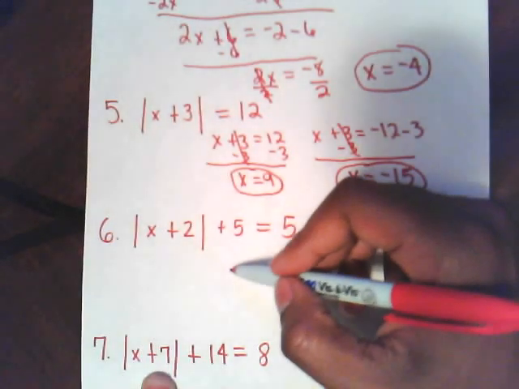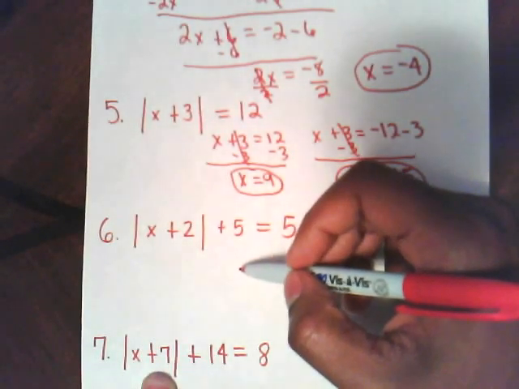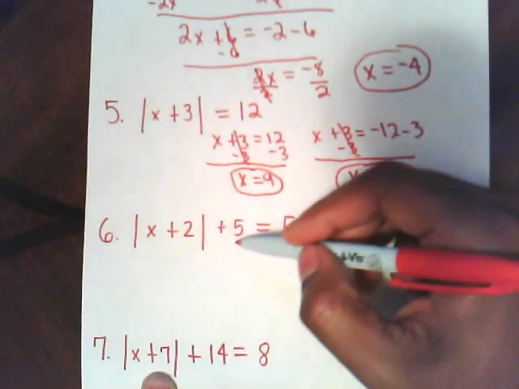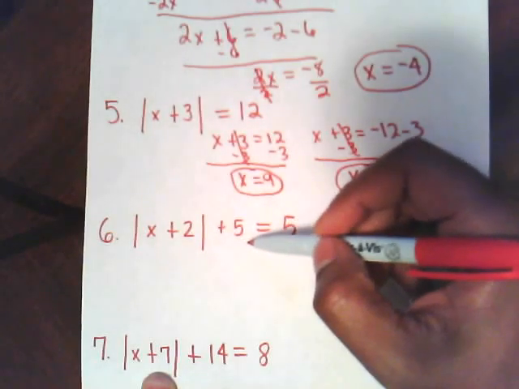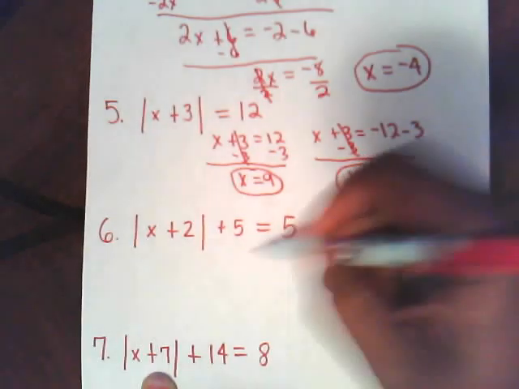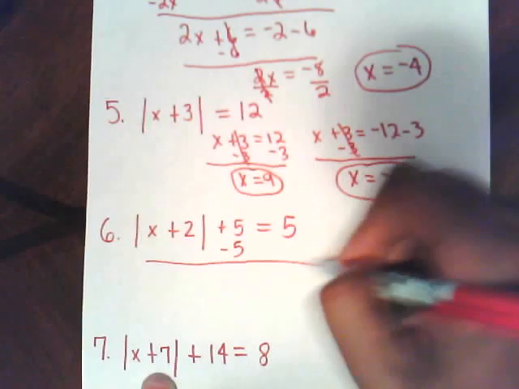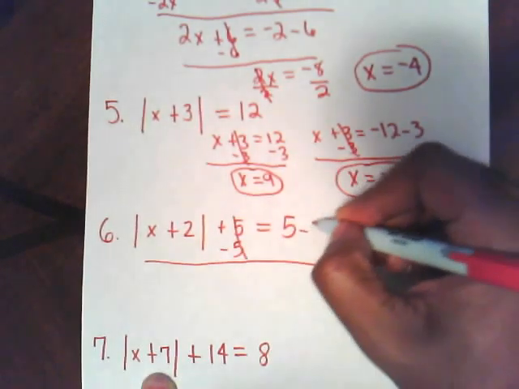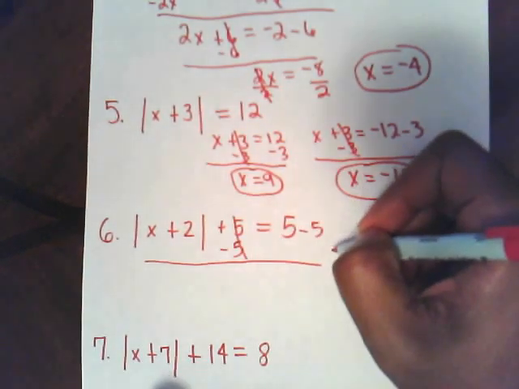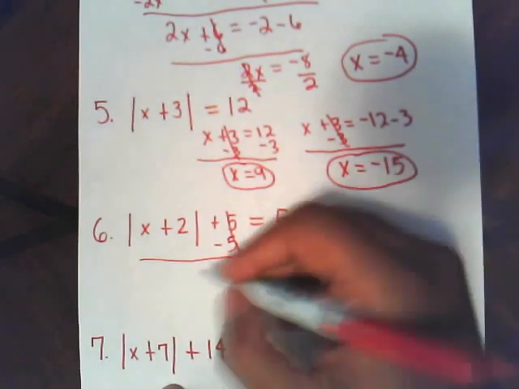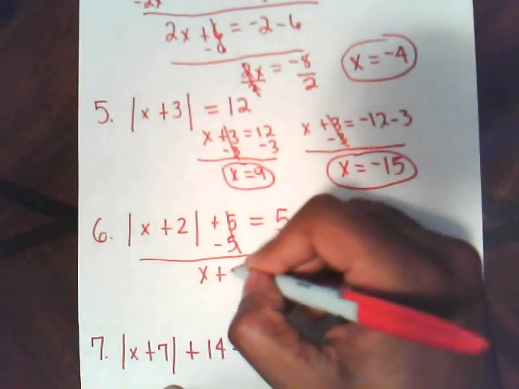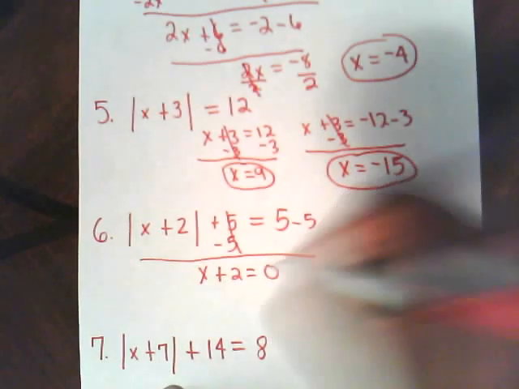You have to isolate everything away from the absolute value symbol. The only thing near the absolute value symbol is a positive 5. So to isolate it, we have to subtract 5 on both sides. Now, this is where the notes that the student should have come into play. 5 minus 5 is 0. So we have x plus 2 equals 0.